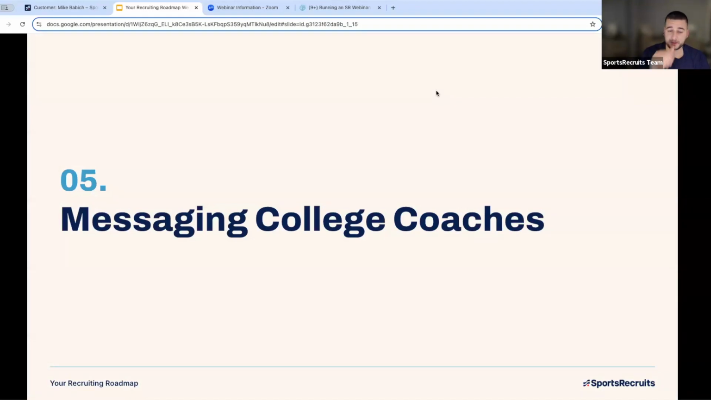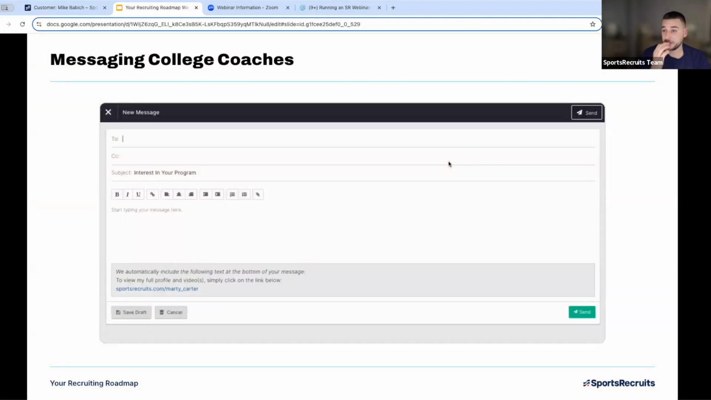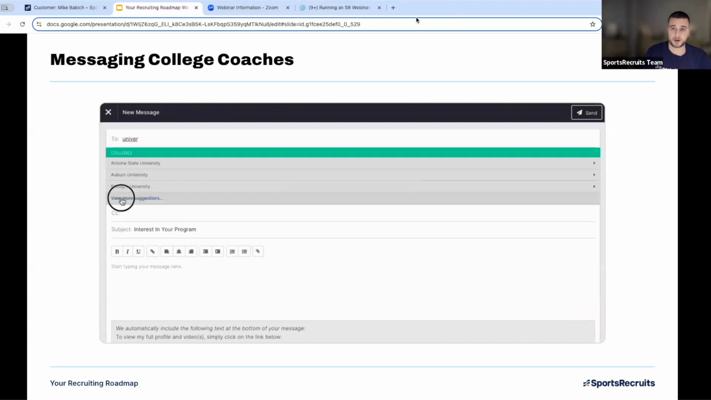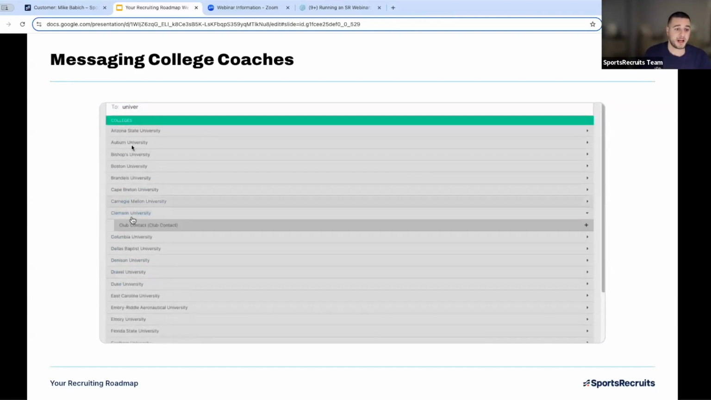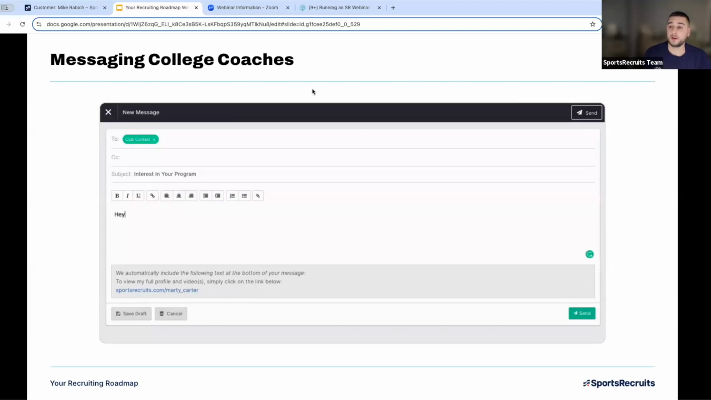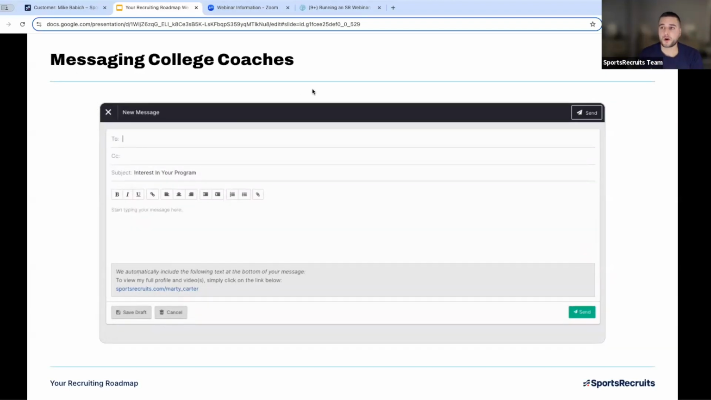So, messaging college coaches. Messaging is a huge piece, right? You want to make sure that you're putting yourself in a position where college coaches are aware of who you are. You want to introduce yourself, get your name out there, and make that great introduction, right? More often than not, this is going to be the most professional way to get your information out there in front of a college coach.